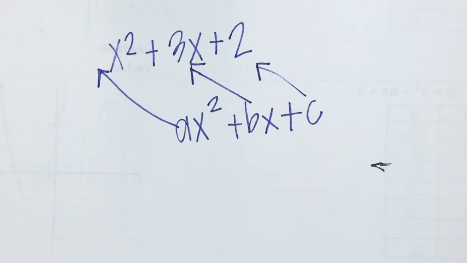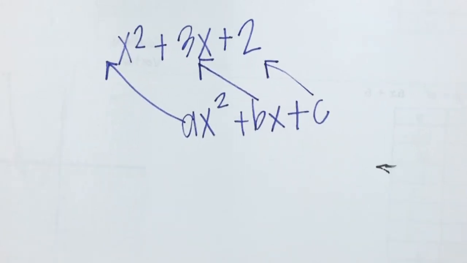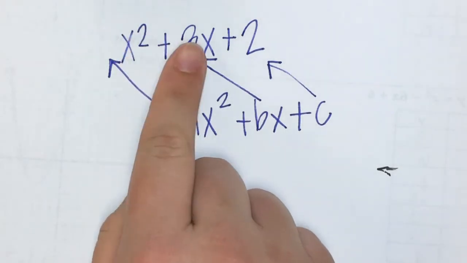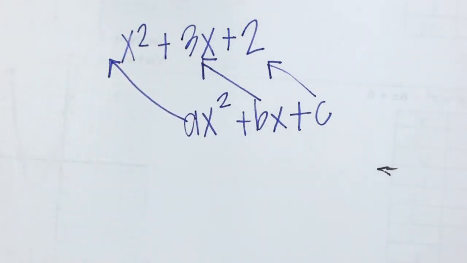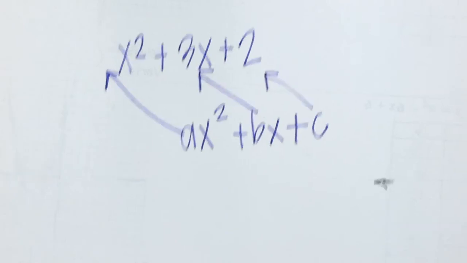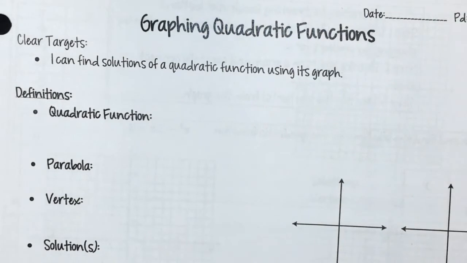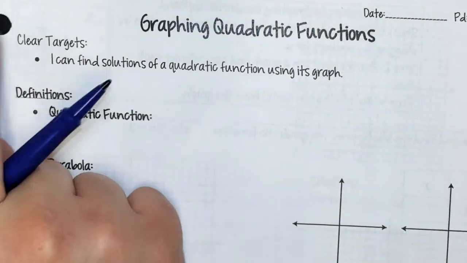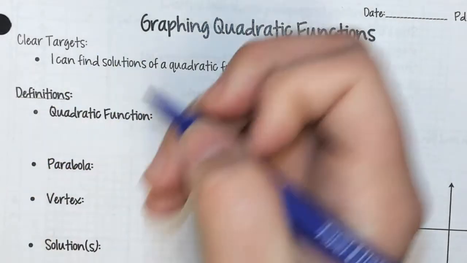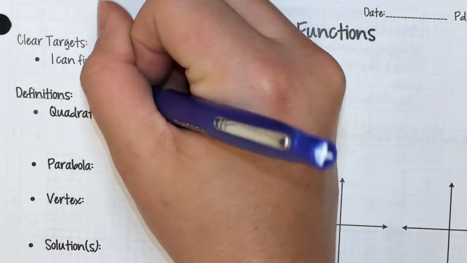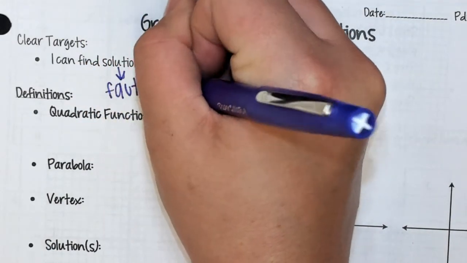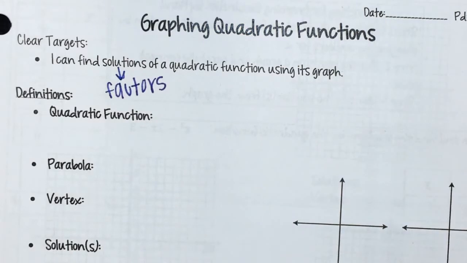Now, what if I told you that instead of factoring this quadratic by the easy method, we could graph it and get the same exact answers? Okay, so what I gave you today, this packet, teaches us how to graph these functions and get the same answer. So our learning target is I can find solutions or factors. Like we've been factoring, we can find factors of a quadratic function using its graph.